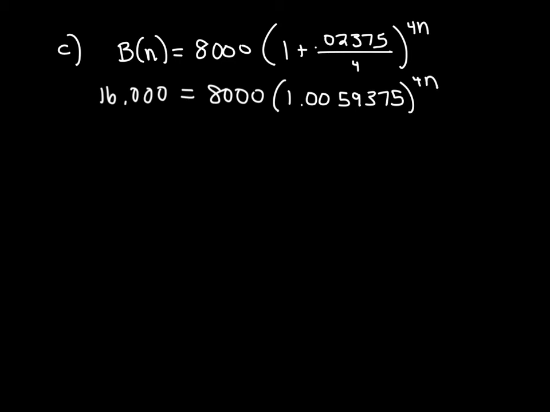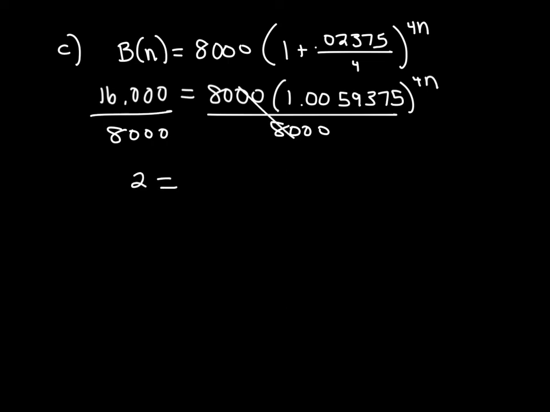What we want to do is try to get this term that's being raised to the power with our variable on it by itself. So I want to get rid of this 8,000. In order to do that, we just divide both sides by 8,000. So 16,000 divided by 8,000 is 2. And then I can just bring down the right-hand side of the equation.